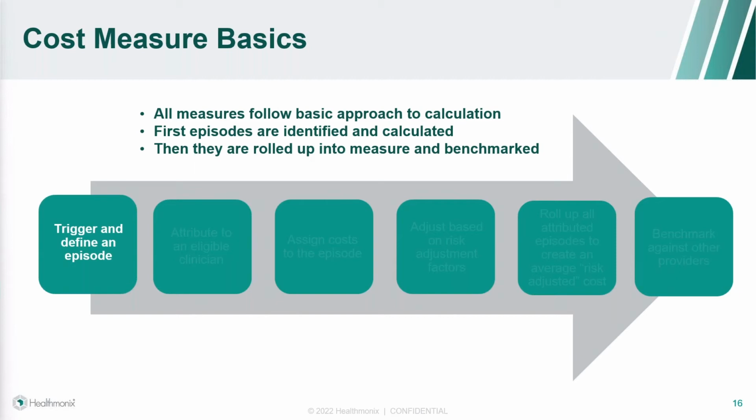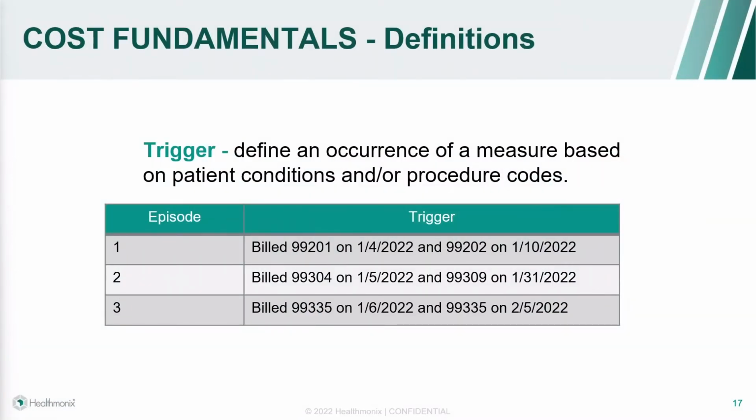In terms of how the cost measures work, there's a fundamental path that every cost measure calculation takes. So I'm going to run through that to give you a sense of what these cost measures are about. To start with, every measure is triggered. A measure is composed of a bunch of episodes. So what CMS does is they look for patients that have certain things going on, and it can be a procedure, a condition, the fact that you're in the hospital, or the fact that you're getting primary care. They look for any one of those, and from that they will trigger an episode.